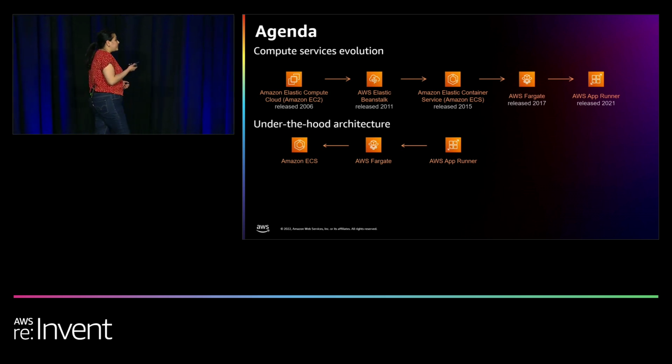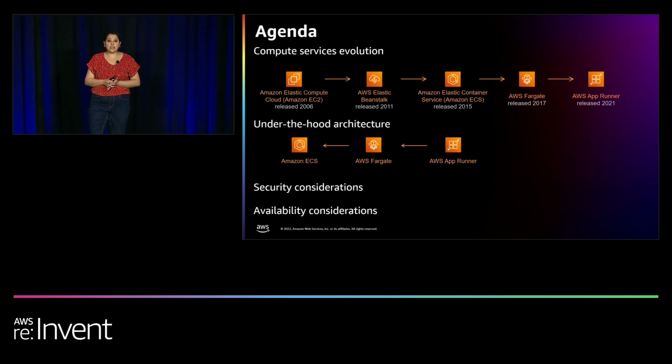And for the under-the-hood part of this talk, we'll go backwards. So we'll start with App Runner, which is the highest abstraction service, and then we'll see how that's built on top of Fargate and how Fargate built on top of ECS. And finally, security and availability are the key tenets that we apply at Amazon across all AWS services, across all Amazon services. So we'll go over how, for these particular services, security and availability played a role in influencing the design.